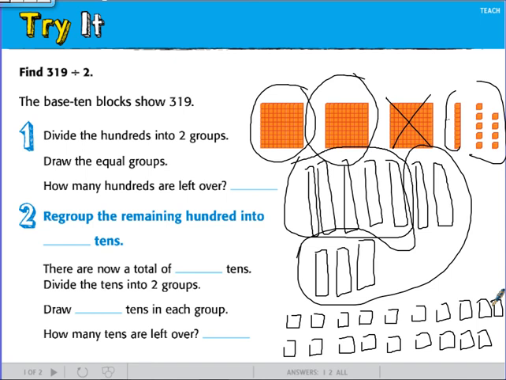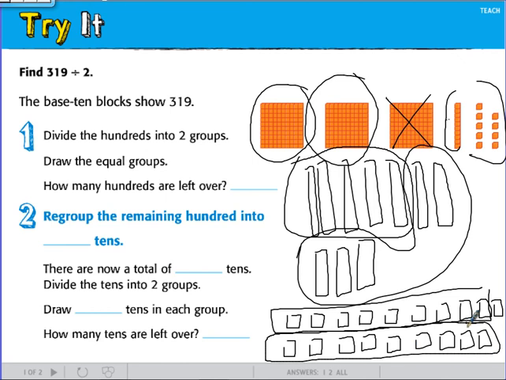Now I can tell already that I have 1 too many on this top row because it didn't stay even. So how many ones do I have in each group? 9. Count. 1, 2, 3, 4, 5, 6, 7, 8, 9. I have 9 ones. Okay, so let's go through this right now.